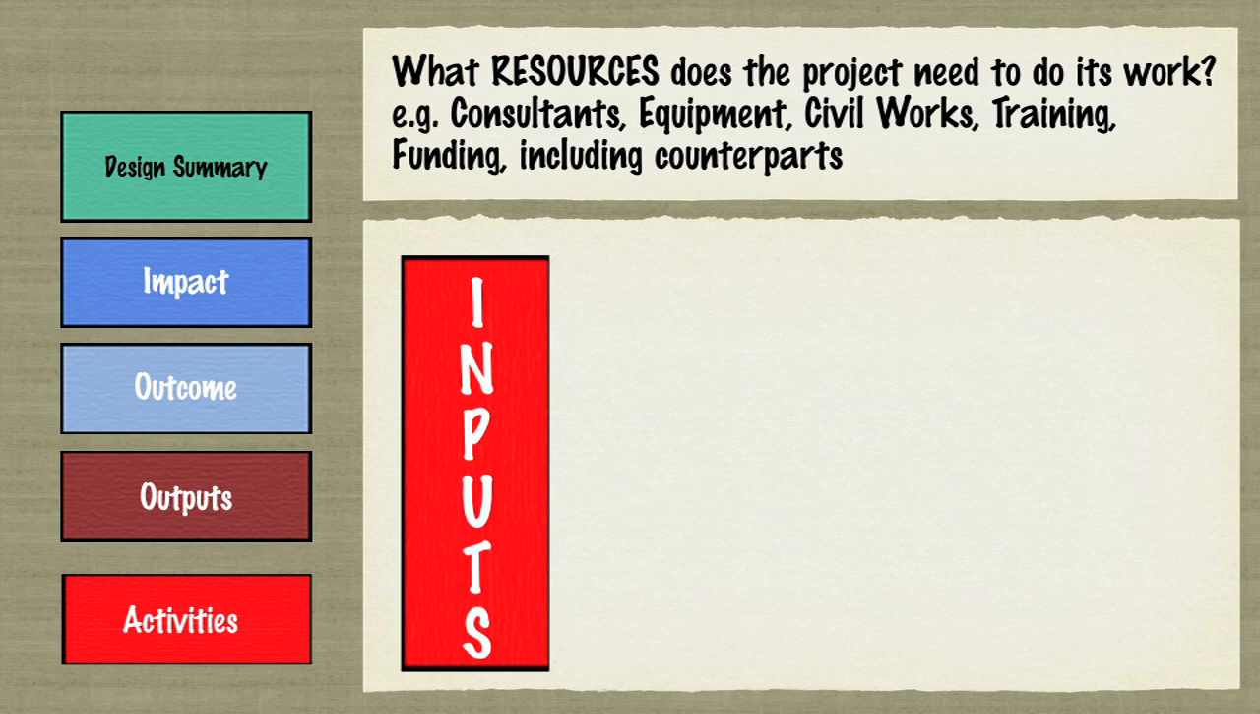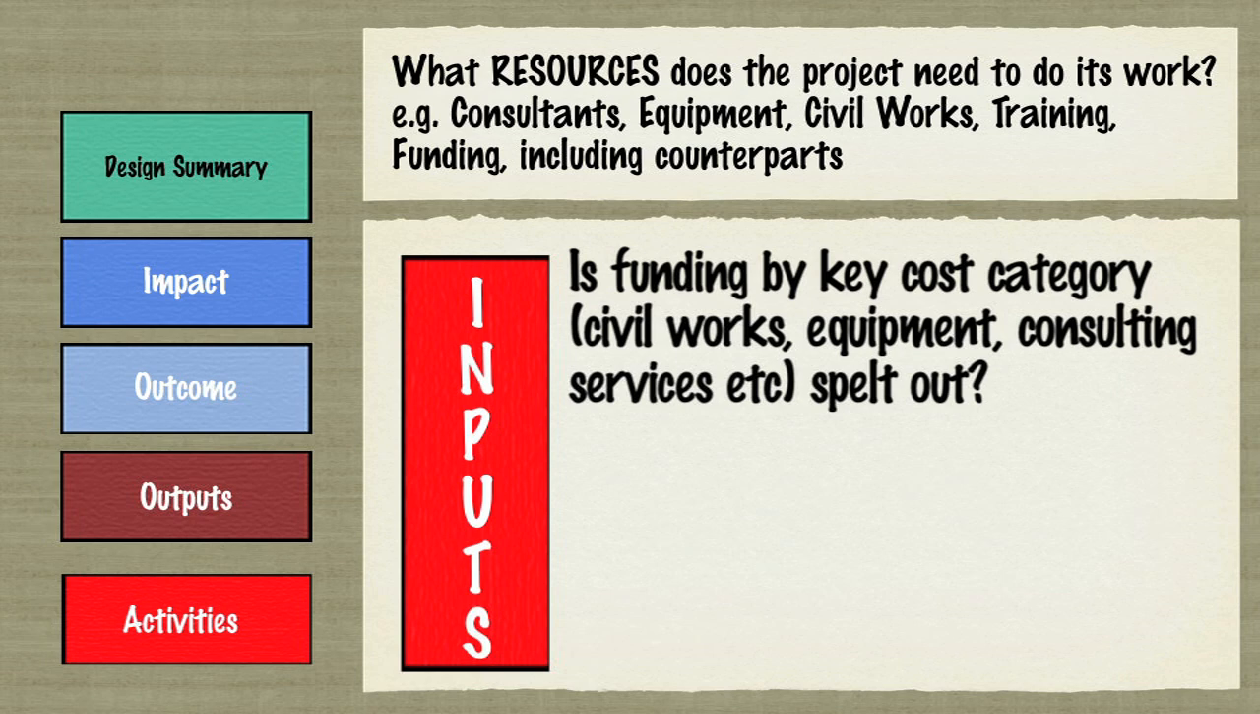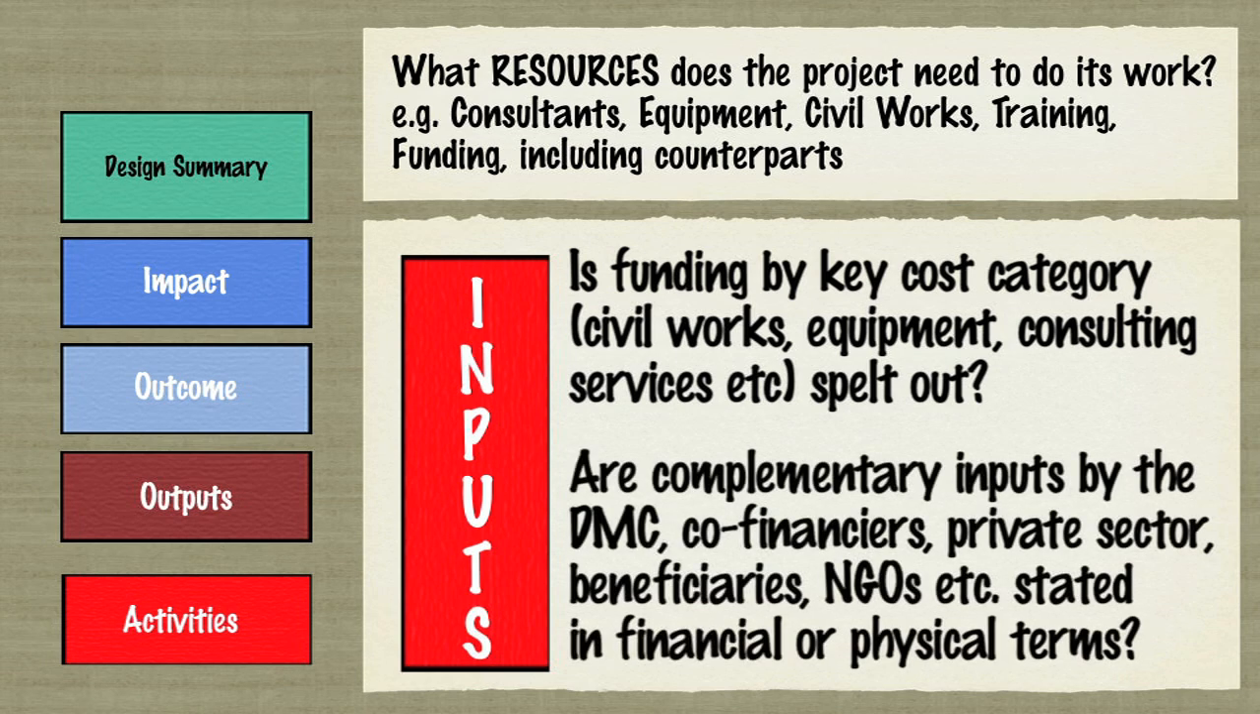While formulating inputs for a project, ask yourself the following questions. Is funding by key cost category, civil works, equipment, consulting services, etc. spelled out? Are complementary inputs by the DMC, co-financiers, private sector, beneficiaries, NGOs, etc. stated in financial or physical terms? Inputs are the main resources, financial and in-kind, provided by ADB, government, co-financiers, private sector, NGOs, beneficiaries, and other stakeholders required to implement the project.